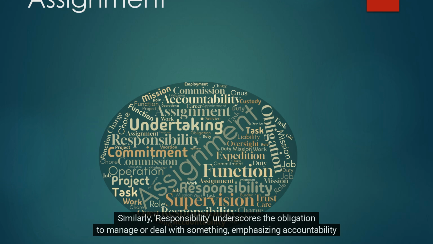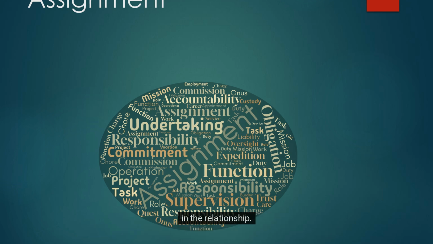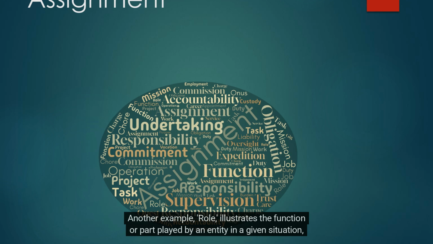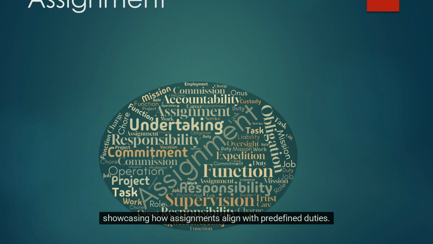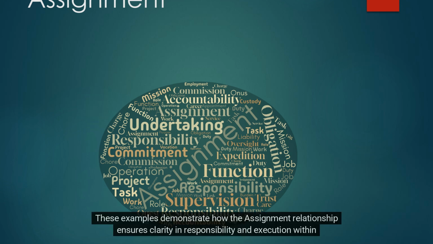Similarly, responsibility underscores the obligation to manage or deal with something, emphasizing accountability in the relationship. Another example, role, illustrates the function or part played by an entity in a given situation, showcasing how assignments align with predefined duties. These examples demonstrate how the assignment relationship ensures clarity and responsibility and execution within a system.